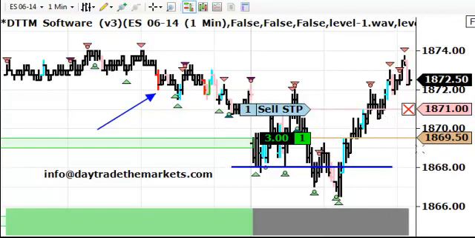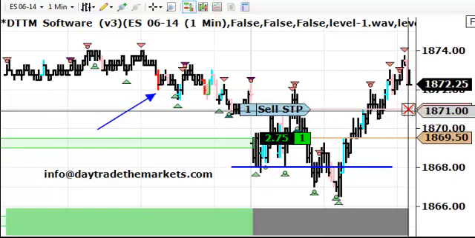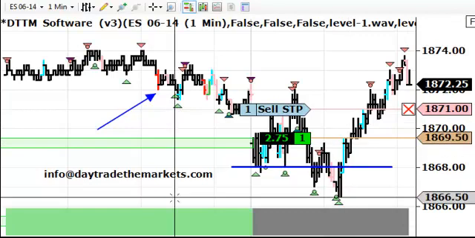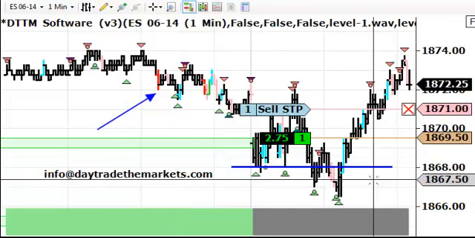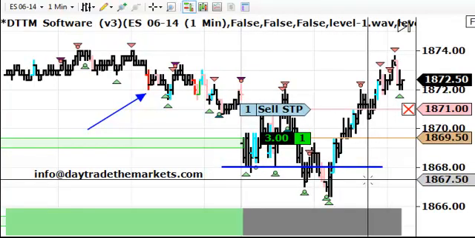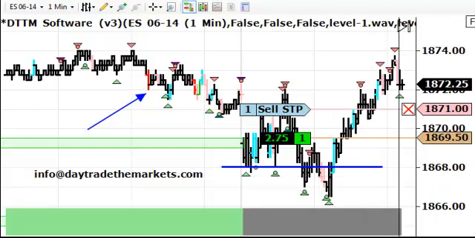So at least we've locked in a point and a half on this final partial position, on this final contract of the 4 that we took. So I'll just let the market keep doing its thing here and get back to you soon.